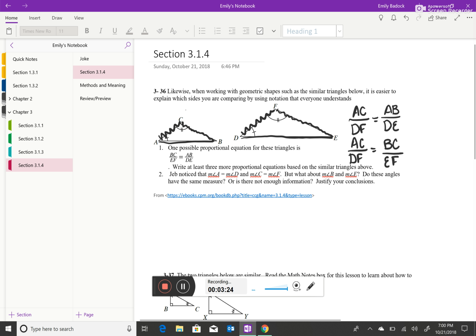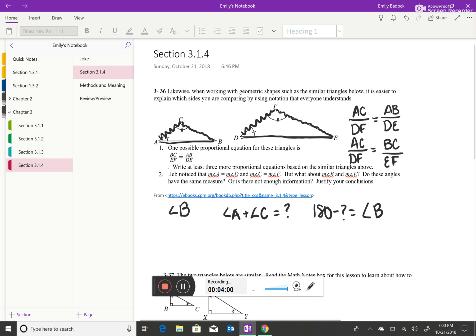Then Jeb noticed that angle A is equal to angle D, angle C is equal to angle F, but what about angles B and E? Do these angles have the same measure, or is there not enough information to justify your conclusion? If you think about it, to get angle B, we would take angle A plus angle C, which would give us some number. We would subtract that number from 180 to get angle B.